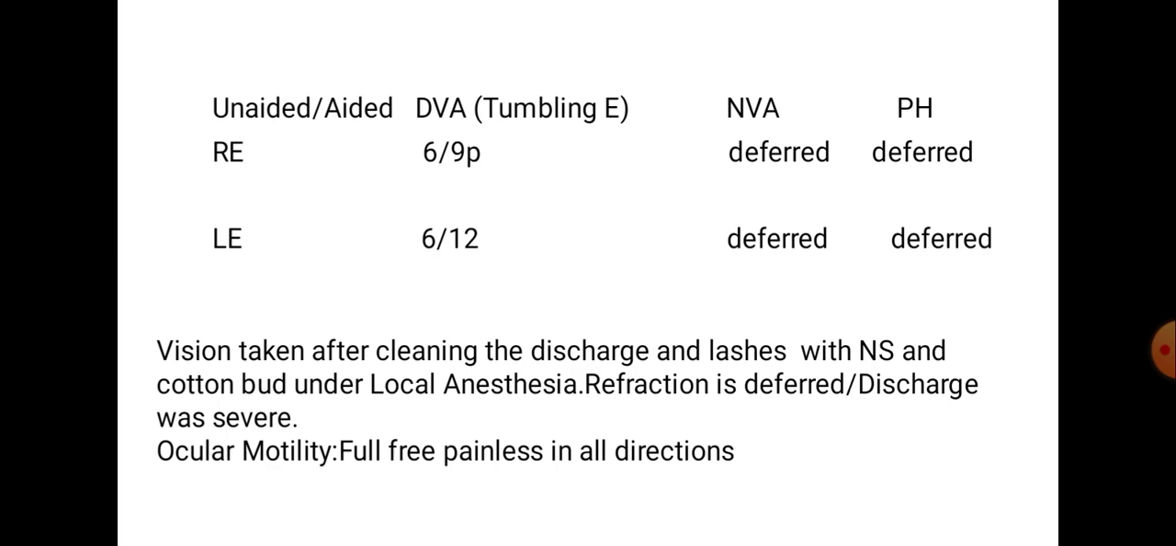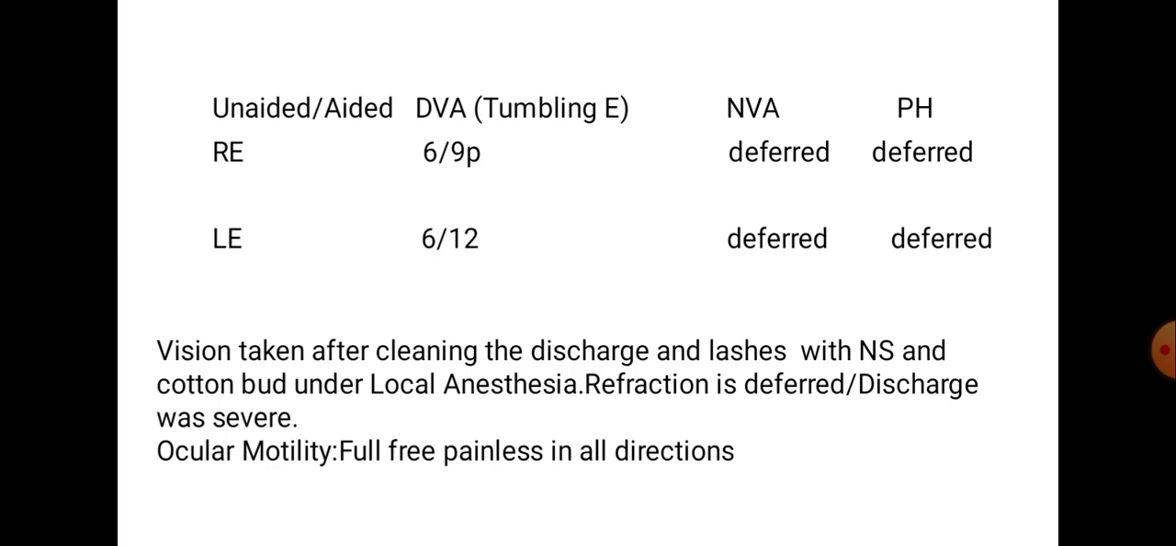It may be some odds, right? Or any case of preseptal cellulitis or orbital cellulitis that may also cause the acute red eye. The vision is not too good. Okay, 6/9 and 6/12, you can say that this is a good vision. Ocular motility is full, free, painless in all directions.